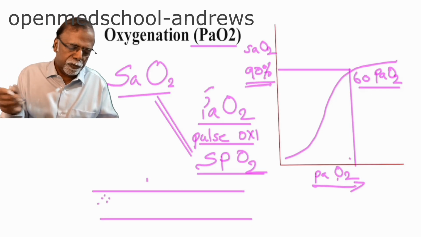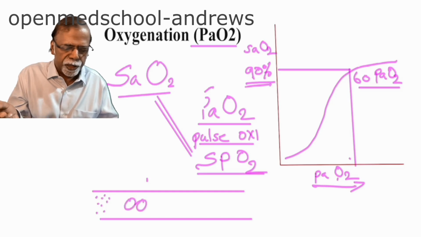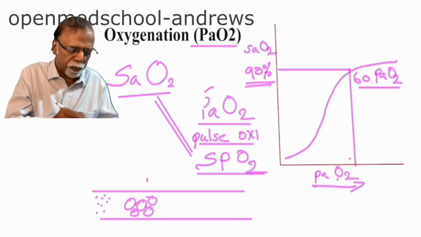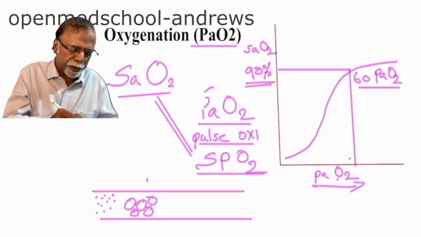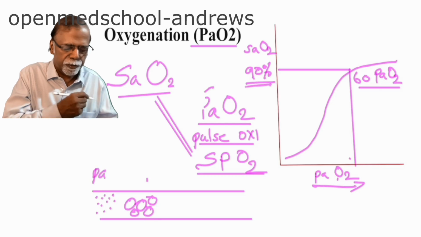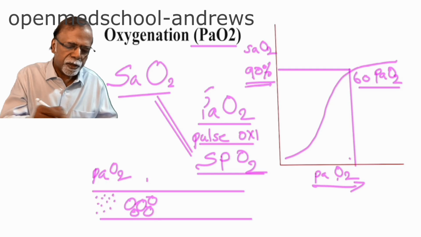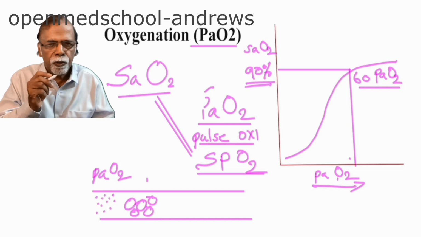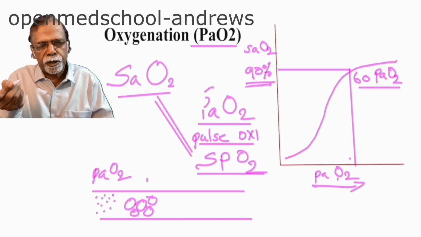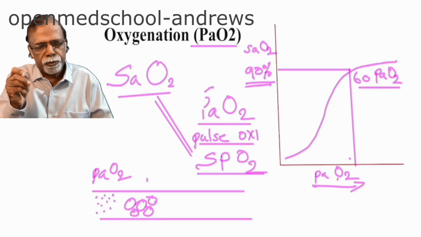So what is SaO₂? And what is PaO₂? In the blood, oxygen is transported as dissolved oxygen and also carried by the RBCs in the hemoglobin. The dissolved oxygen determines the PaO₂. So PaO₂ is the dissolved oxygen, the pressure exerted by that gas. It has nothing to do with the hemoglobin or SpO₂.